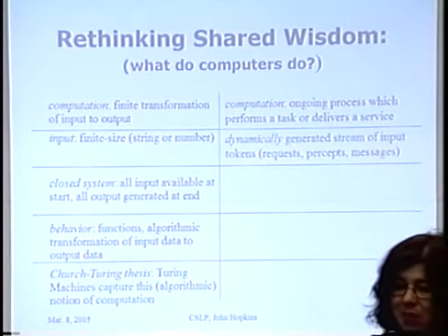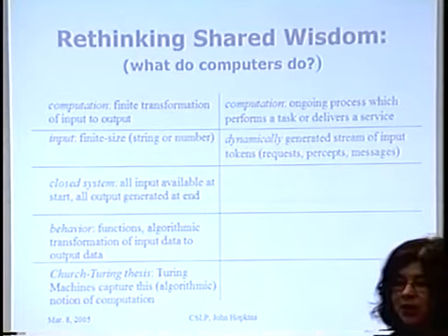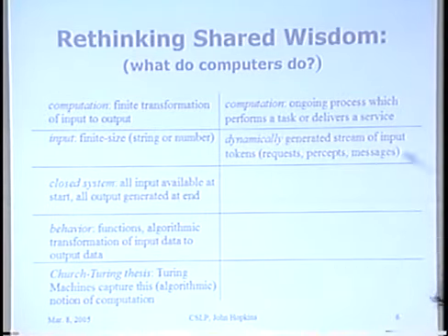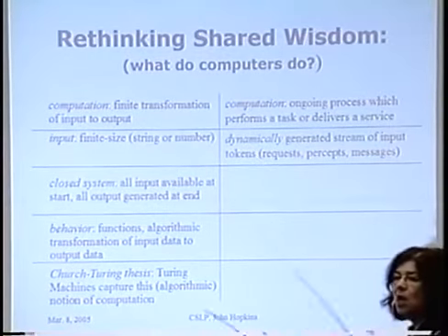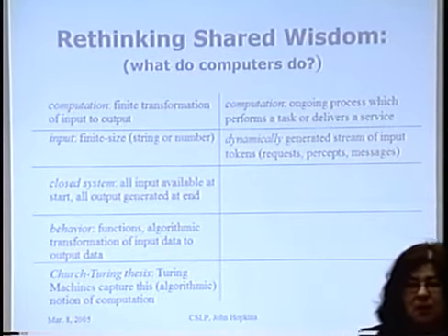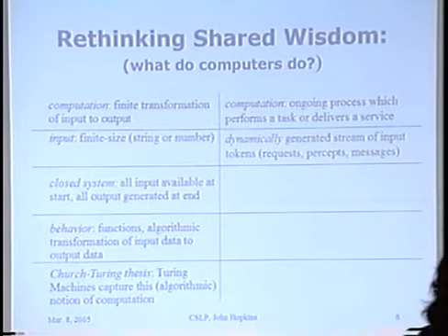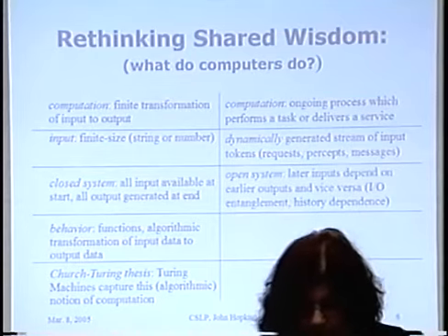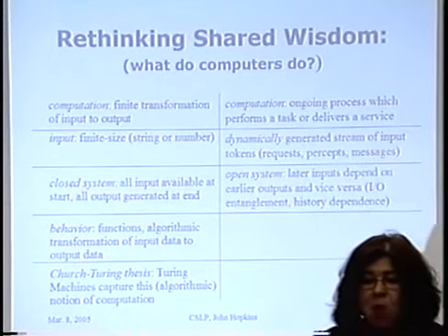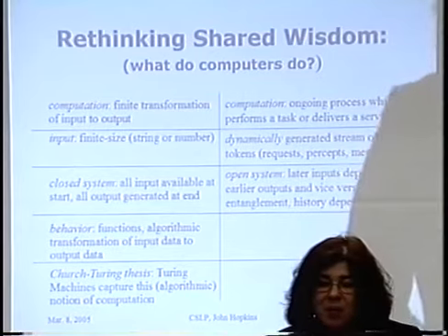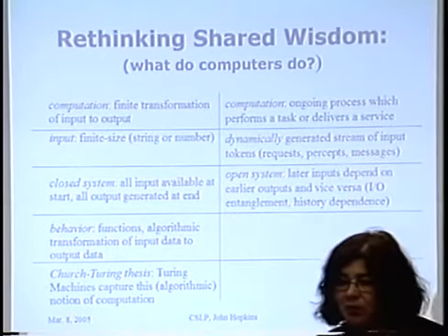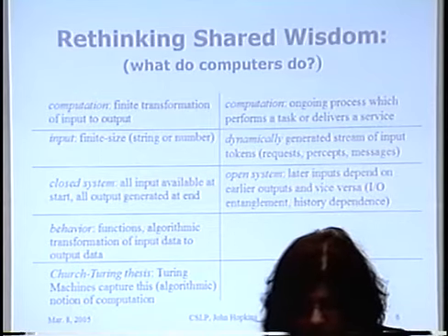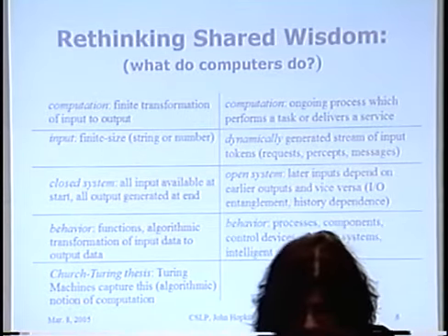Okay. And the input is a stream of tokens, such as requests, percepts, messages, that is generated dynamically. The word dynamic is a key word that means that the input is not generated until it's needed and not necessarily before the computation starts. And the context here is that of an open system where later inputs depend on earlier outputs and vice versa. So there's concurrent exchange of information between a system and its environment.